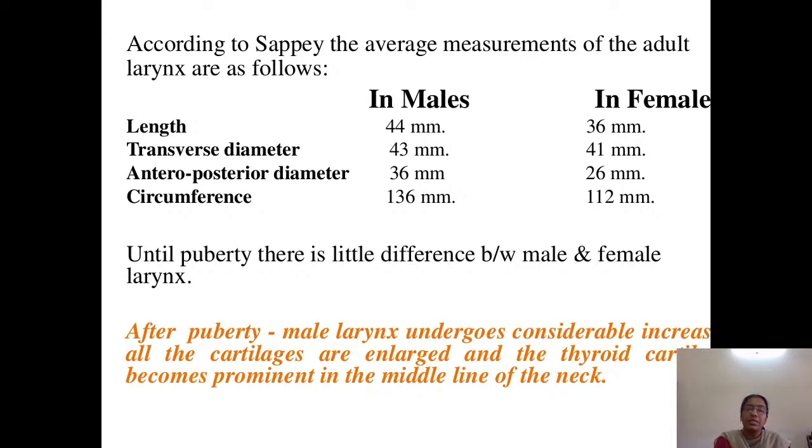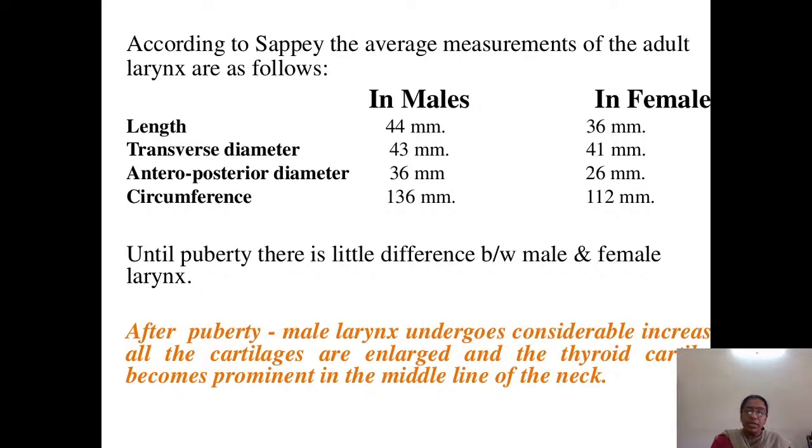All in all, the thing to remember is that there is a variation; it is not the same. The situation is also differing. The situation of the larynx is from C3 to C6 in males. In females also there is a variation, it will be a little bit above. So there is a variation not only in the situation, but even in the measurements. When you see the adult larynx, even in the measurements such as length and diameter, it is varied. One more thing, until puberty there is a little difference between male and female.